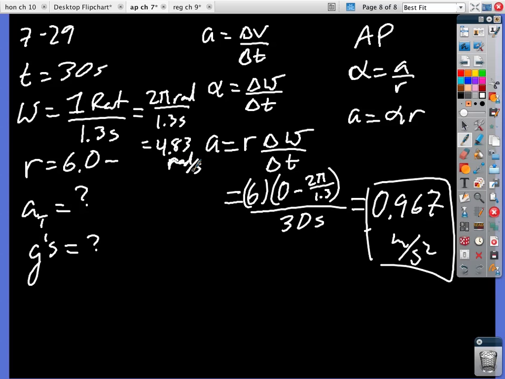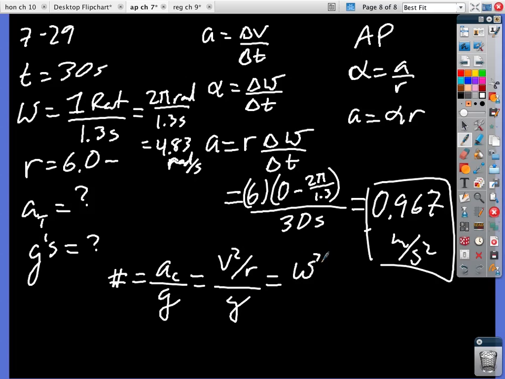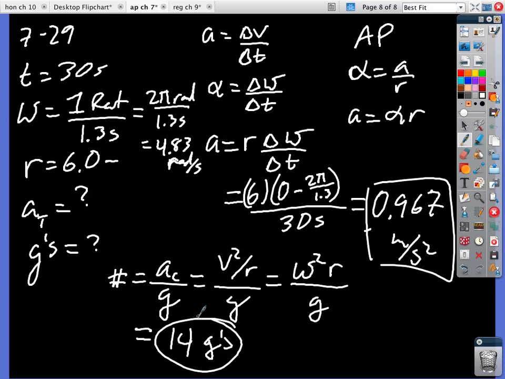the tangential. So the number of g's is going to equal a sub c divided by g. And a sub c is v squared over r. Or, if you will, it's omega squared r over g. So omega squared times 6 divided by 10 gives me 14 g's, which is serious because that's pretty close to the maximum that human beings can stand.